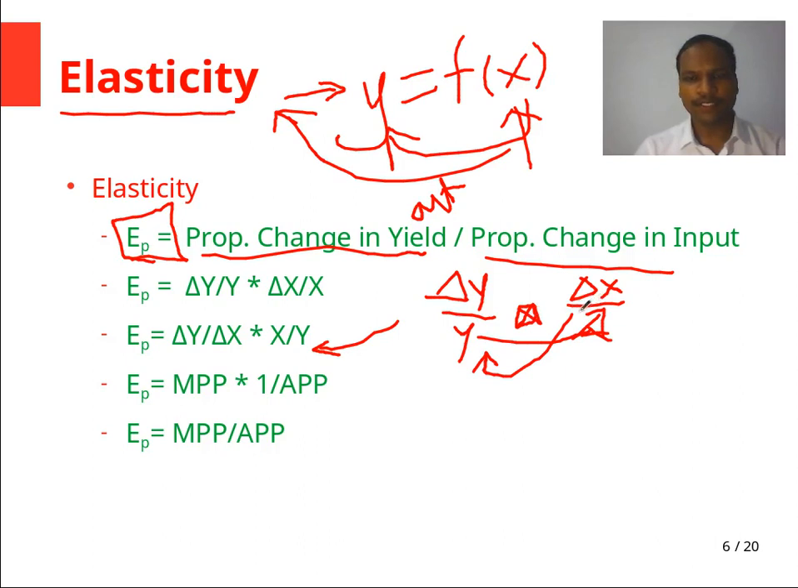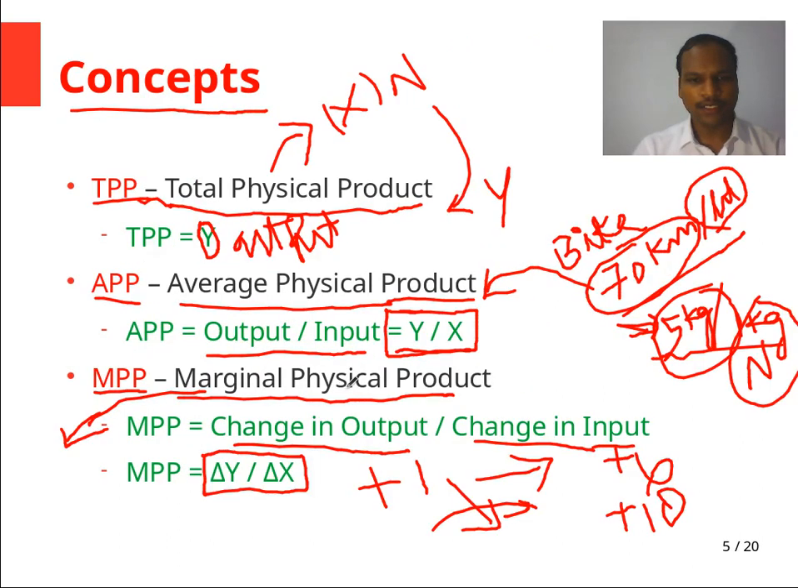So when this delta x comes here, this is dividing. So this y goes up. So we get this formula. We can say that delta y by delta x is nothing but the MPP. So we can see from the previous slide that it is MPP. And x by y is nothing but 1 by APP. So delta y by delta x is MPP and y by x is APP, therefore x by y is 1 by APP.